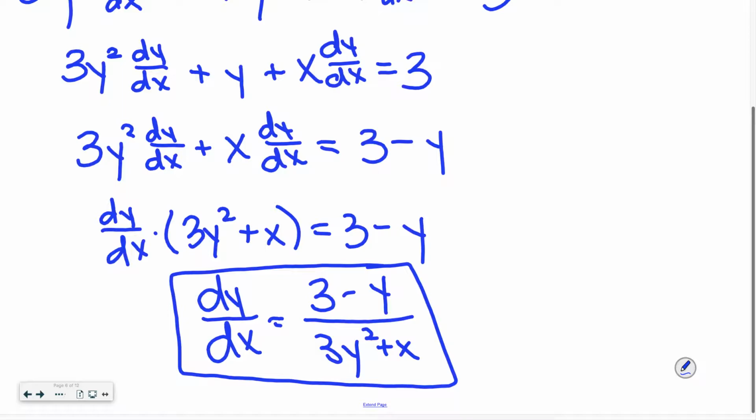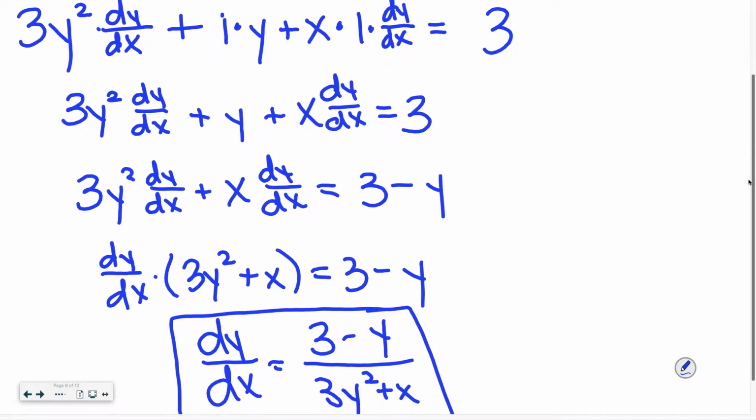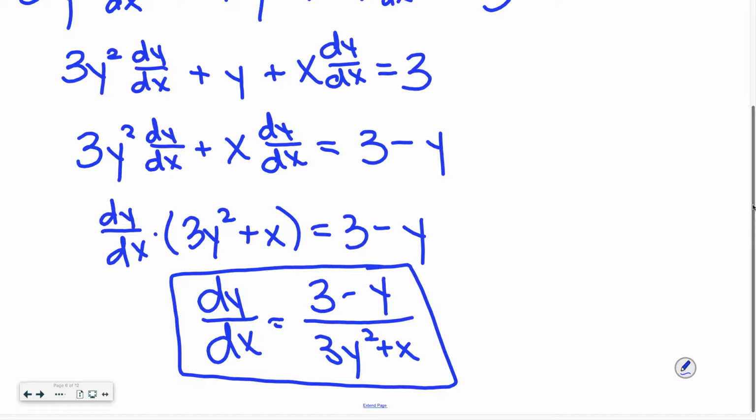What questions can I answer about what we did up here? Can we expect to see polynomials be turned into rational? Yes. When we have an implicit derivative, it's a pretty good chance you're going to have a fraction for a derivative. Since we have multiple terms involving dy dx, that almost forces it to be a fraction.